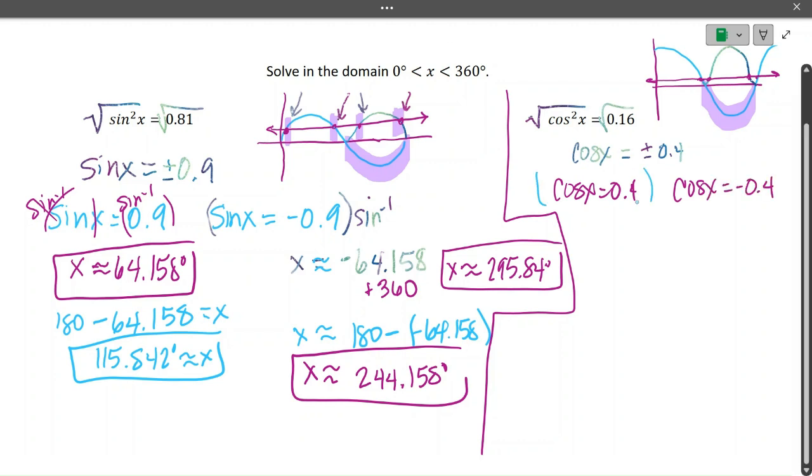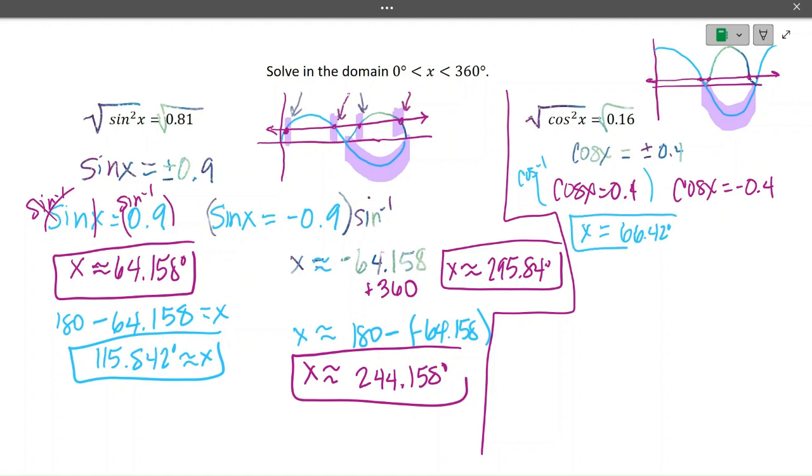I'm going to take the inverse cosine, or the arc cosine of both sides. And when I do that, I get 66.42 degrees. That is a solution within our domain. That would be this one. Okay. And we also get, the symmetry property says we also get a value that's equally distant from zero. So negative 66.42 degrees. So this is outside of our domain.